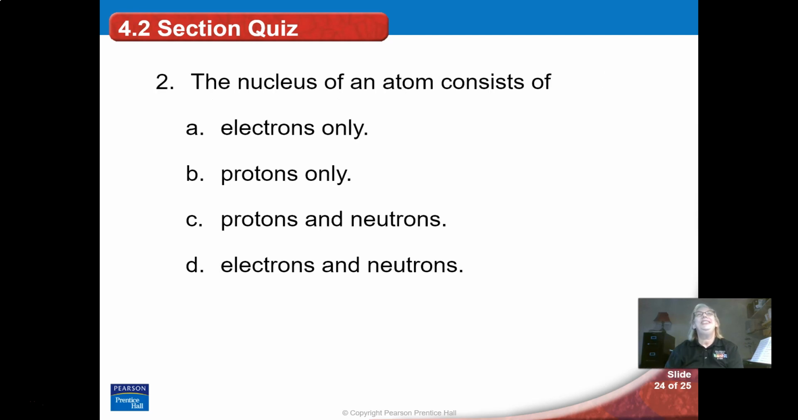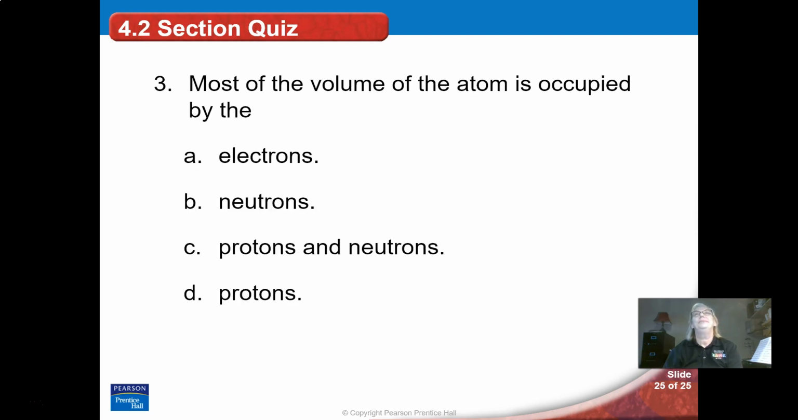Question 2. The nucleus is made of what? Okay, this is what Rutherford figured out. So what do you think? All right. So it's protons and neutrons. So it's positive overall. Last one. Most of the volume is occupied by, remember we said it's mostly empty space, but the volume's occupied by what? Electrons buzzing around, and we'll talk about that in our next talk.